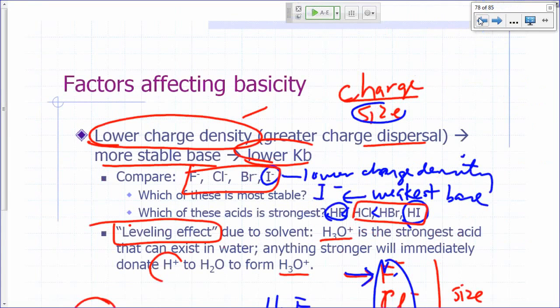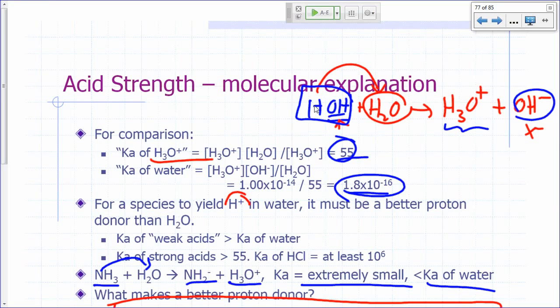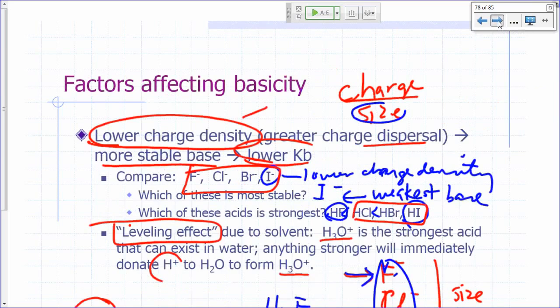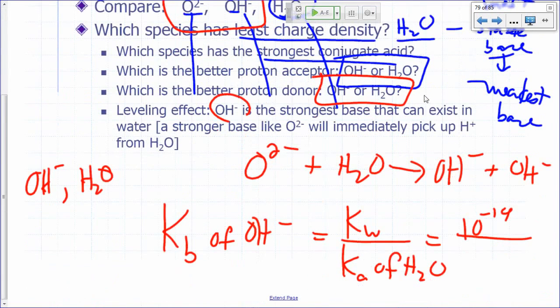Let me go back. Ka of water is Kw over 55, right? So 10 to the negative 14 over 55. So the Kb of hydroxide is 55. So the Ka of the strongest acid in water is 55. The Kb of the strongest base in water is also 55. Okay? The Ka of water is 10 to the negative 14 over 55.